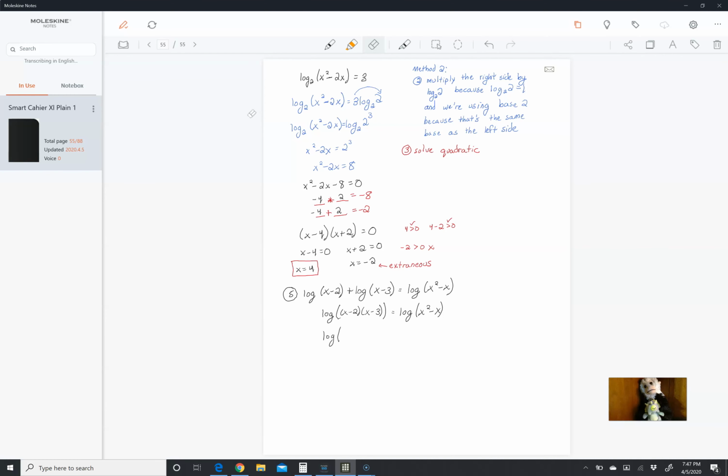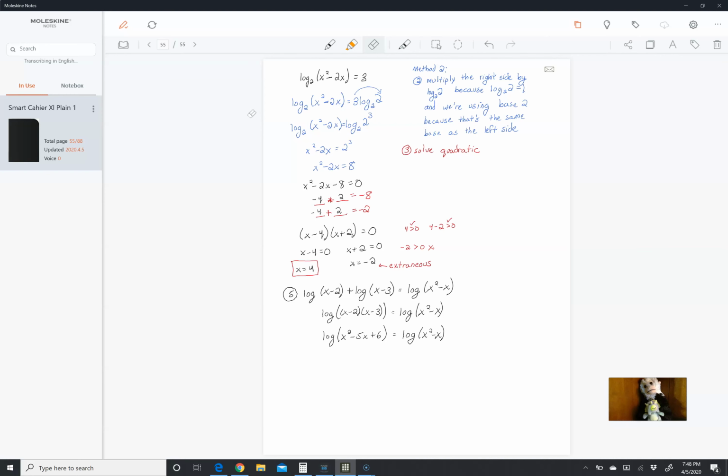Everything in the first set of parentheses gets distributed to everything in the second. So we get x squared minus 5x plus 6. And then we have log of x squared minus x on the other side. So notice in all of these, at a certain point, we get that the bases are the same, so we could set the arguments to be the same. We have log on both sides, so that's what we're doing.